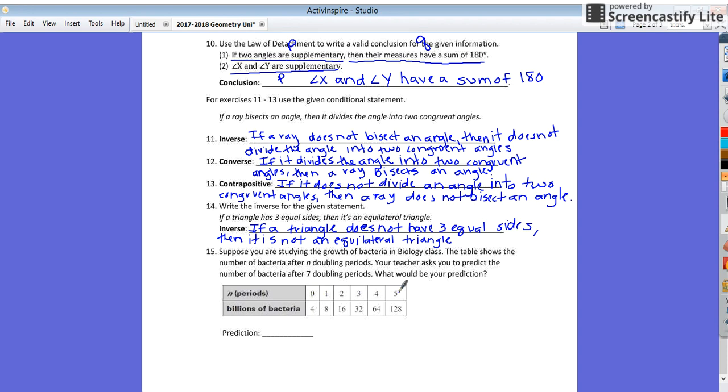So we have the number of doubling periods at the top, and the number of bacteria on the bottom. If we're looking at our 6th doubling period, we would have 256 billion bacteria. And then if we look at our 7th, which is what we were asked for, we would have 512 billion bacteria. So 512 is our prediction. We're doubling each time.